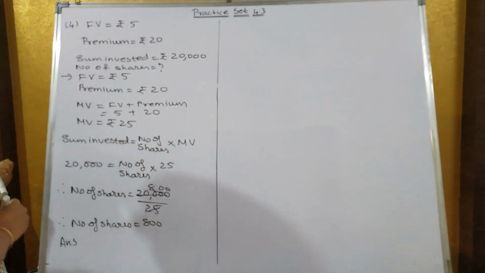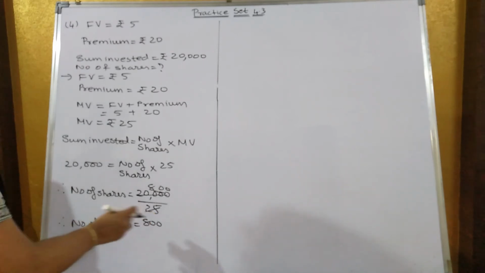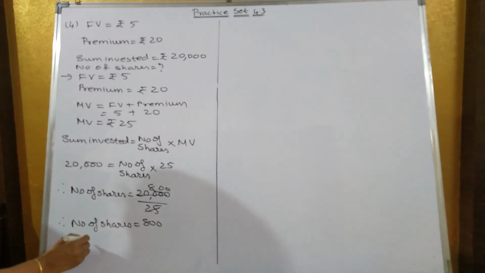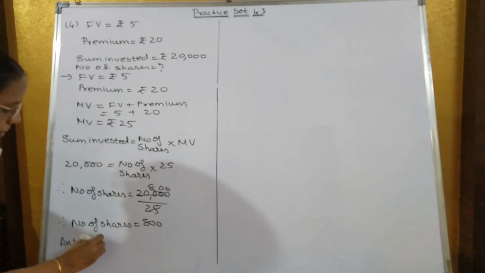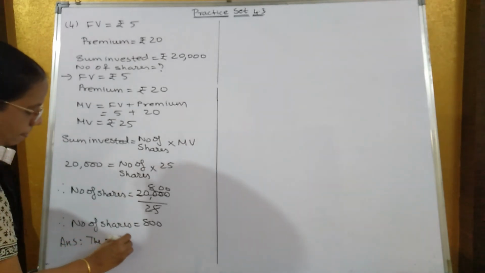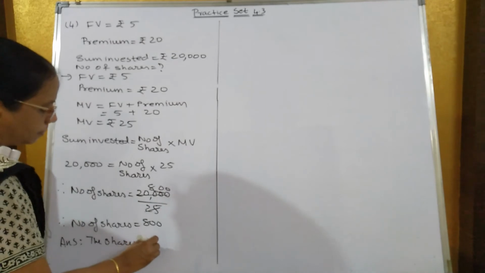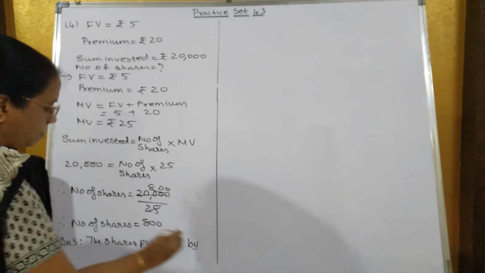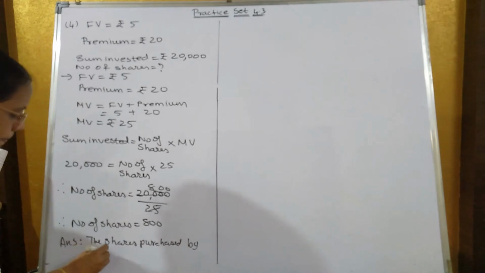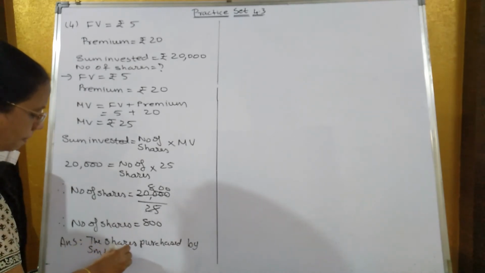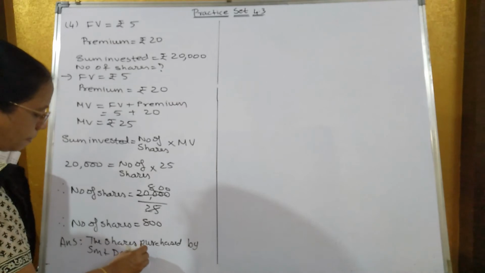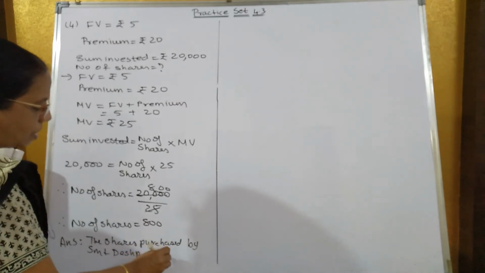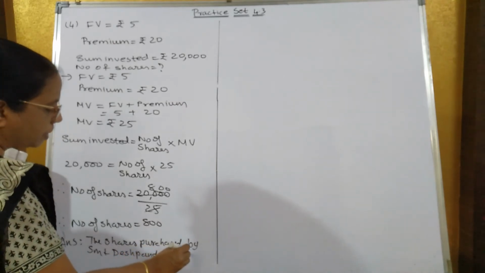Then write down the answer. The shares purchased by Srimati Deshpande is 800. So the shares purchased by Srimati Deshpande is 800.